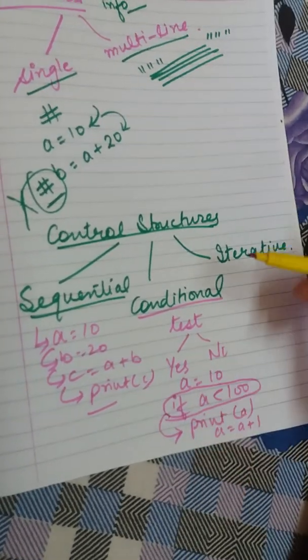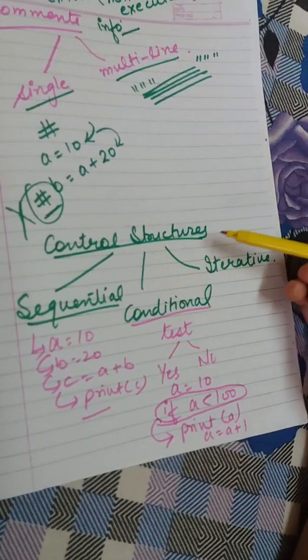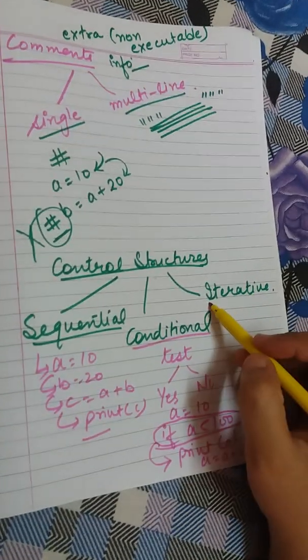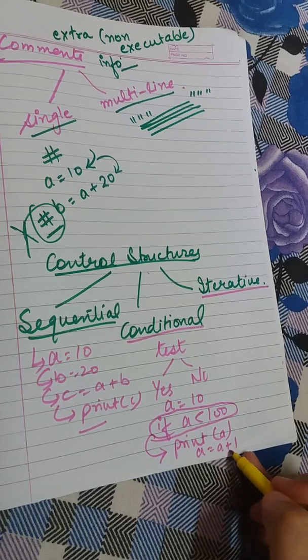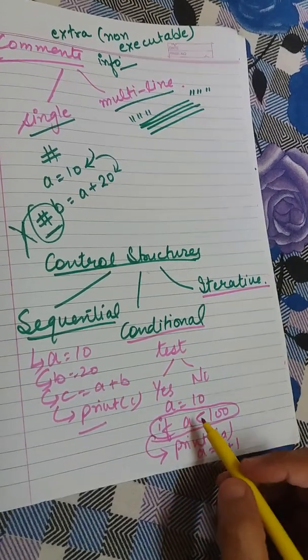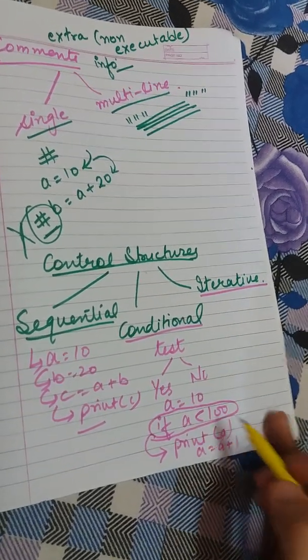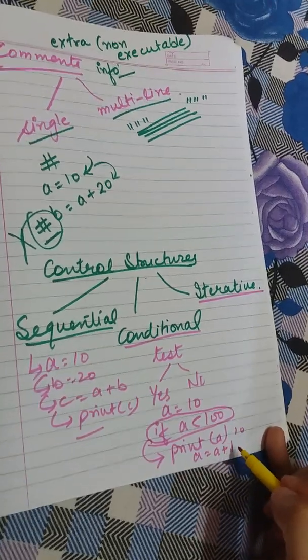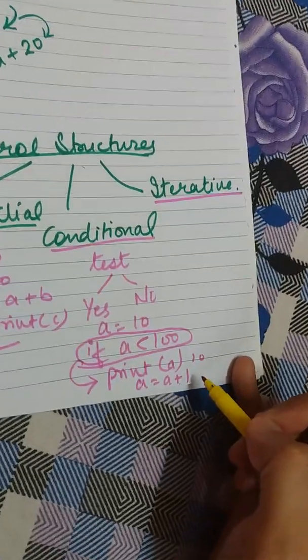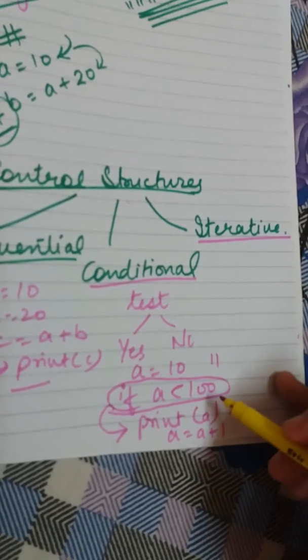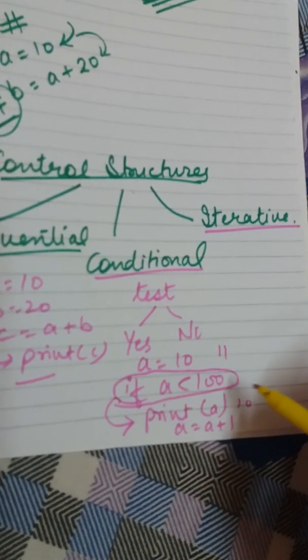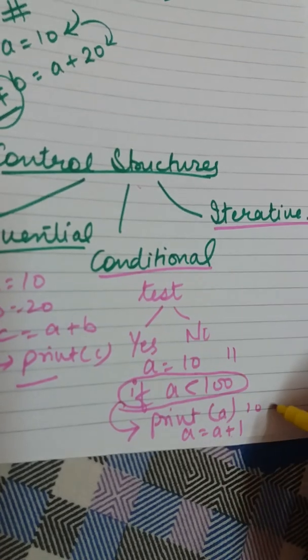Okay, so this is known as your conditional control structure. Third one is your iterative. In the same program, I have written here a = a + 1. That means after printing the value of a, that was 10 initially, now I am incrementing the value of a by 1. Now the value of a is 11. Okay, now 11 is again less than 100, so 11 will be printed.